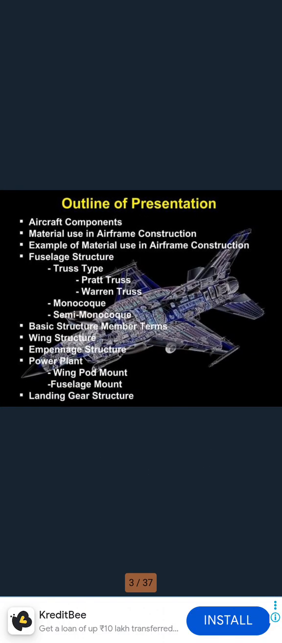They distribute load through a stressed skin, reinforced with internal frames, wing spars, and ribs. Outline of the presentation: we will discuss aircraft components, metals used in airframe construction, fuselage structures, truss, monocoque, semi-monocoque, basic structures, members, wing structures, empennage structures, power plant, wing mount, fuselage mount, and landing gear structure.